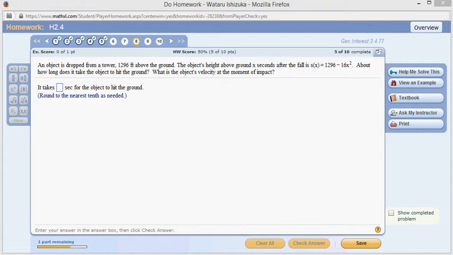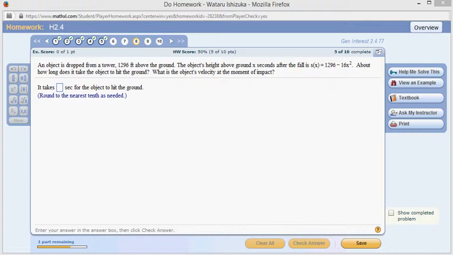Alright, let's look at homework 2.4, problem number 8. An object is dropped from a tower 1,296 feet above the ground. The object's height above the ground x seconds after the fall is s of x equals 1,296 minus 16x squared. About how long does it take the object to hit the ground?